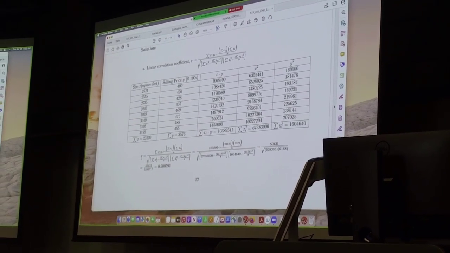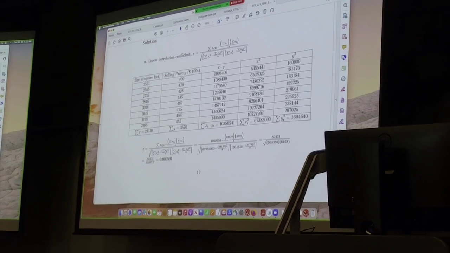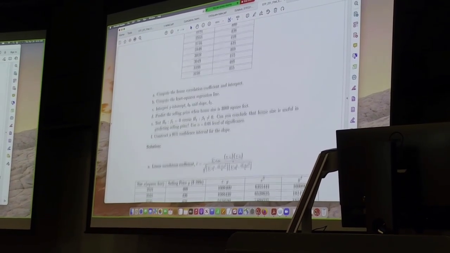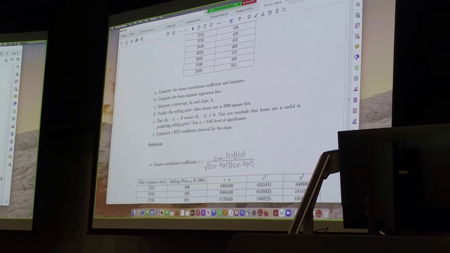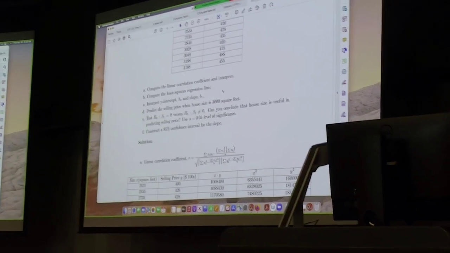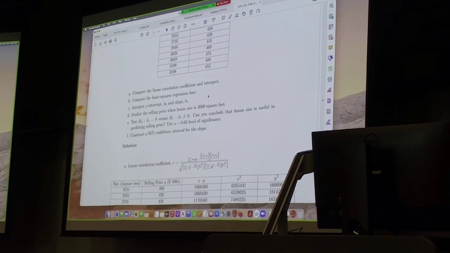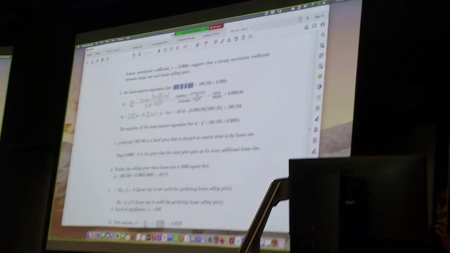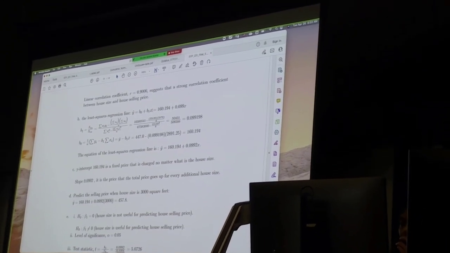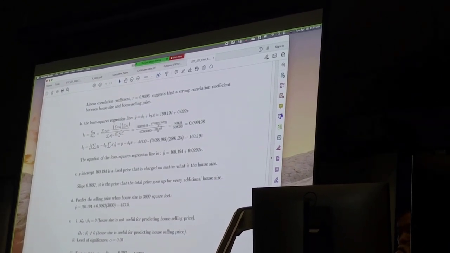Okay? So one data set, first question: we just learned what a correlation coefficient is. What's the next question? The next question is to compute the least squares regression line. Does anyone remember what the definition was last Thursday? y hat equals b naught plus b one x. So that is our least squares equation, and that's what we want to calculate.